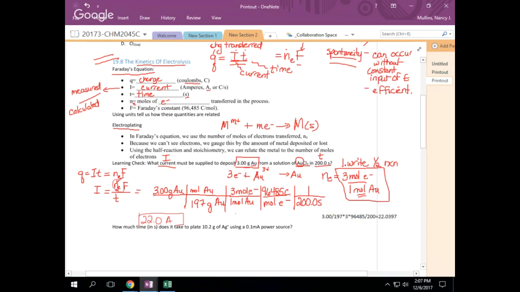So the key thing here is to remember what N is in that equation. N is moles of electrons. If you're given something about the metal, at some point you're going to have to relate how that metal comes from the electron. If you haven't written that half reaction, that's going to be a lot harder for you to remember to do.